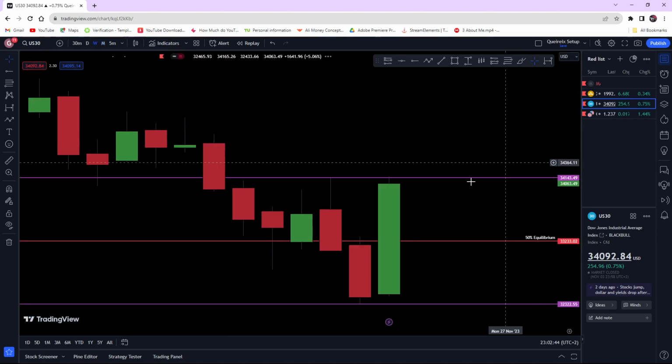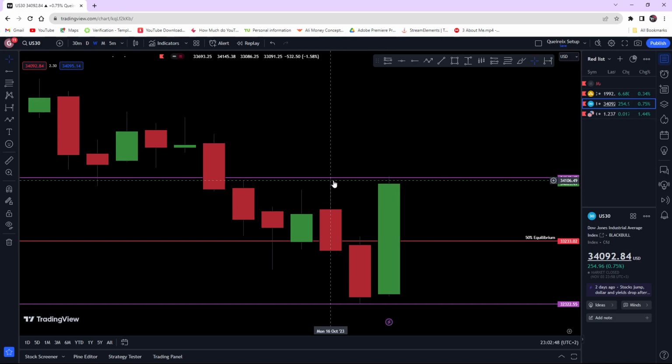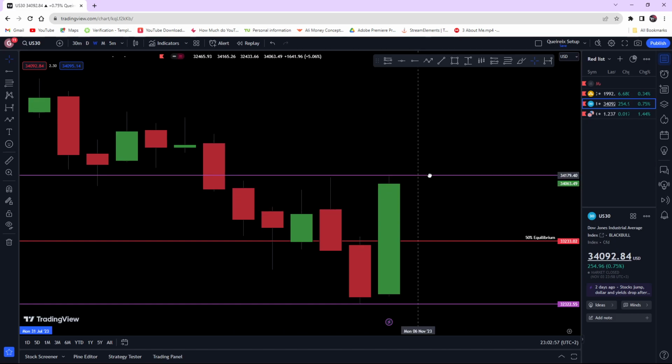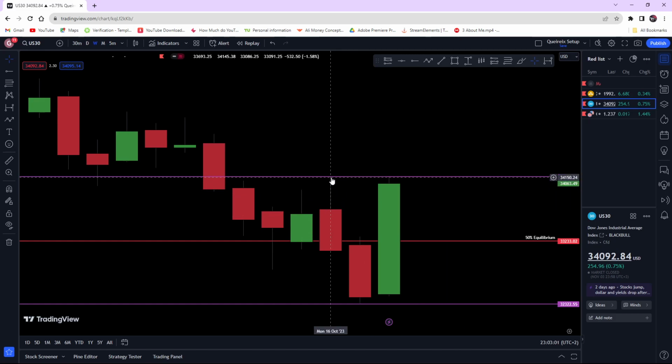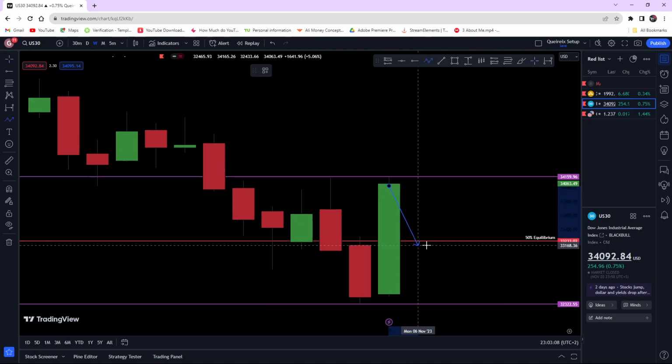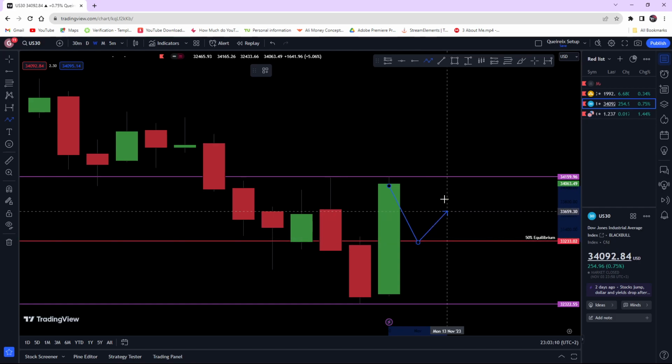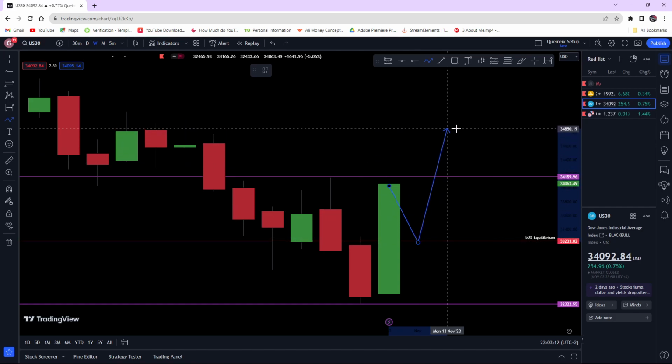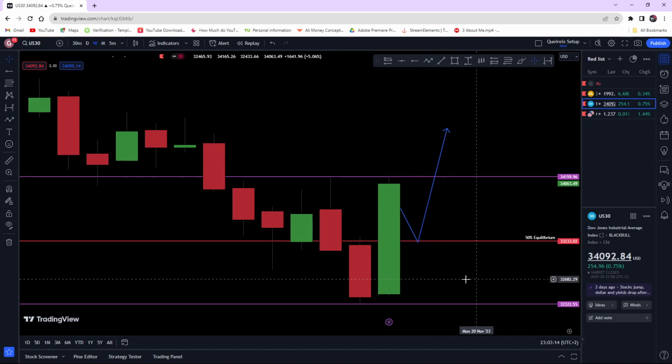Going down to our weekly, we see that the previous month's high has been broken just a little bit. Just move that up a little bit more. Then we can see that the high has been touched, so we can see a move down and back up to touch this range over here.